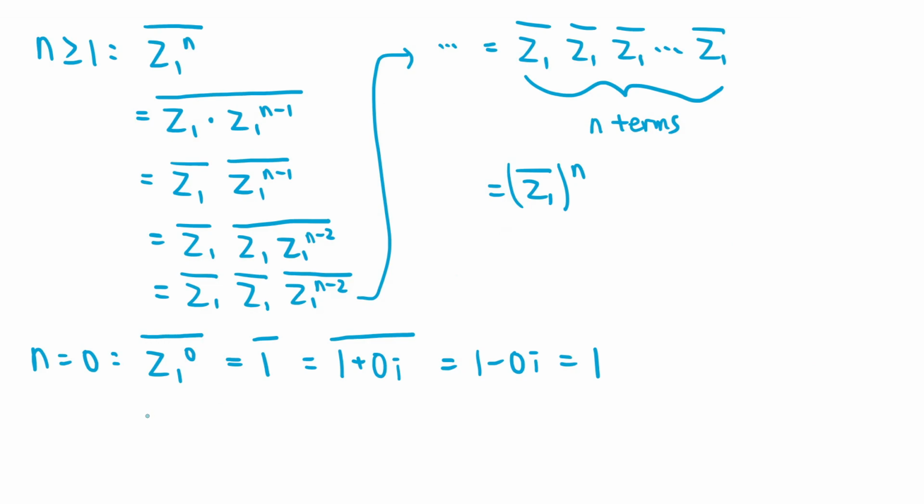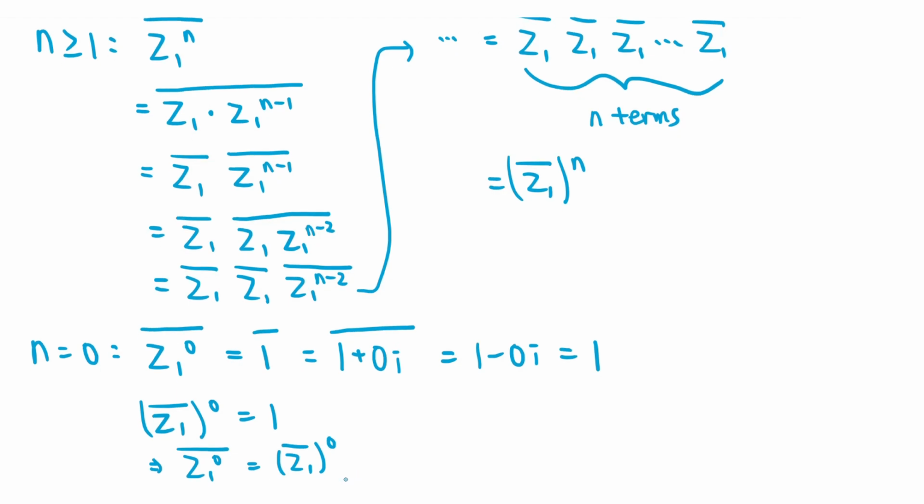On the other hand, Z1 conjugate all raised to the power of 0 is just equal to 1, since Z1 conjugate is definitely a complex number, and any complex number raised to the power of 0 is equal to 1. So Z1 to the power of 0 conjugate is equal to 1, and Z1 conjugate all raised to the power of 0 is also equal to 1. So we've confirmed that Z1 to the power of 0 under the conjugate is just equal to Z1 conjugate all raised to the power of 0. So this property holds when n equals 0.